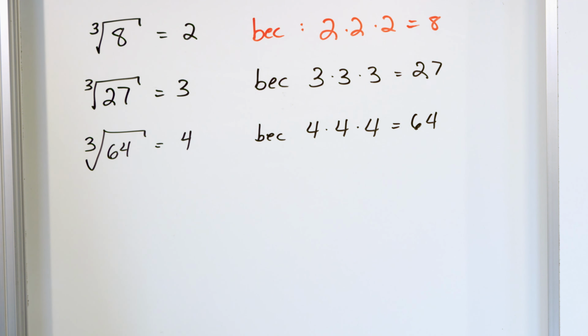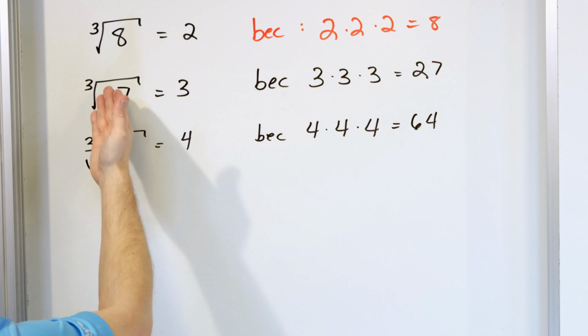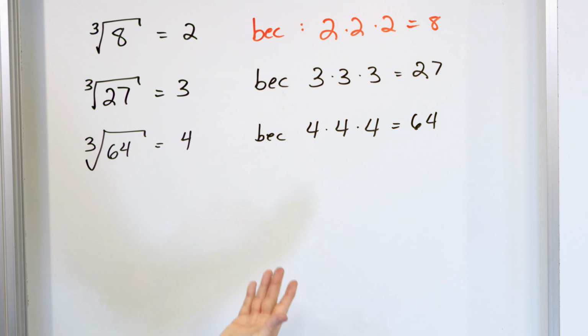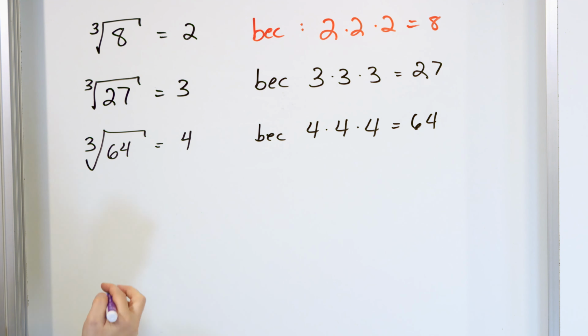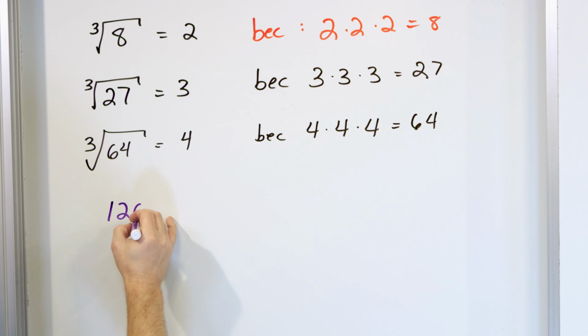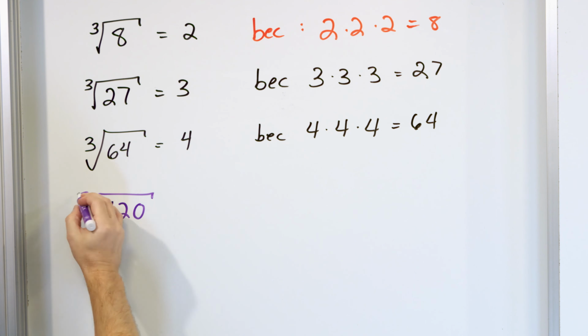All right? So just like with square roots, you had perfect squares, these are perfect cubes. So the answers that we got were whole numbers, just like with the square root case. But of course, you can take cube roots of any number you want. You can take a cube root of 120, like this. Cube root of 120. How do I figure that out?